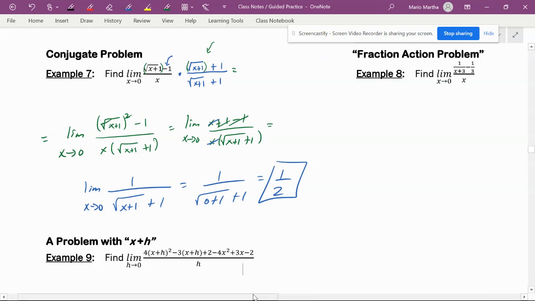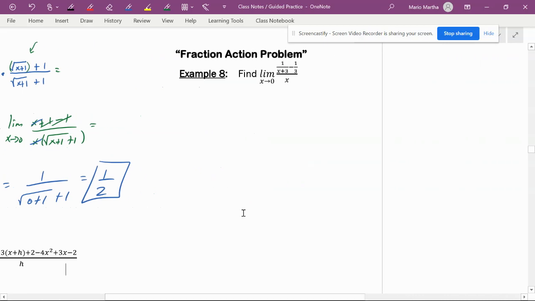All right, on the next one, example 8, we want to find the limit as x approaches 0. This is called the fraction action problem. What you always want to do, if you see a fraction either in the numerator or denominator, is first make it a single fraction.